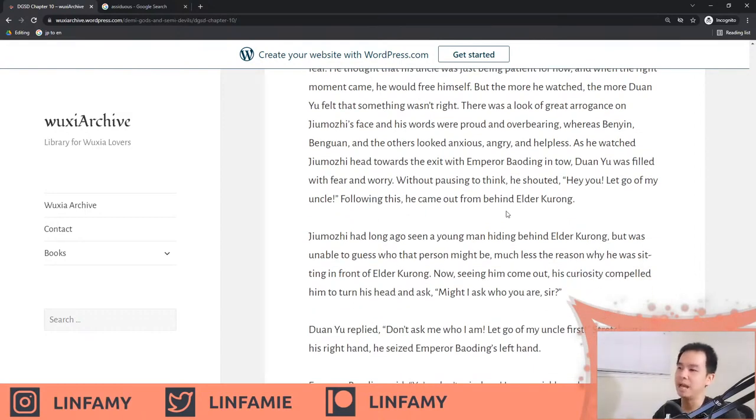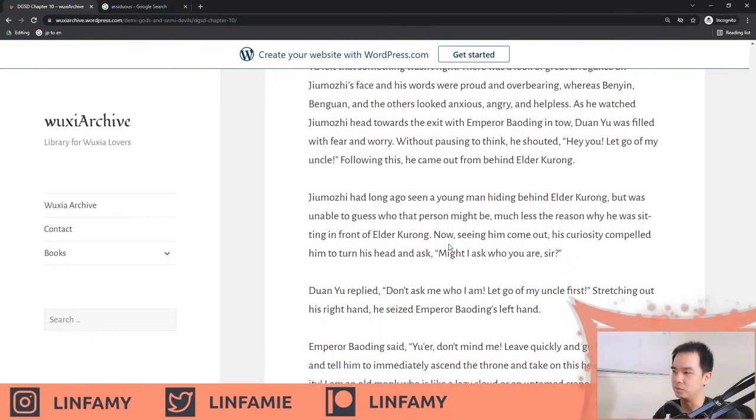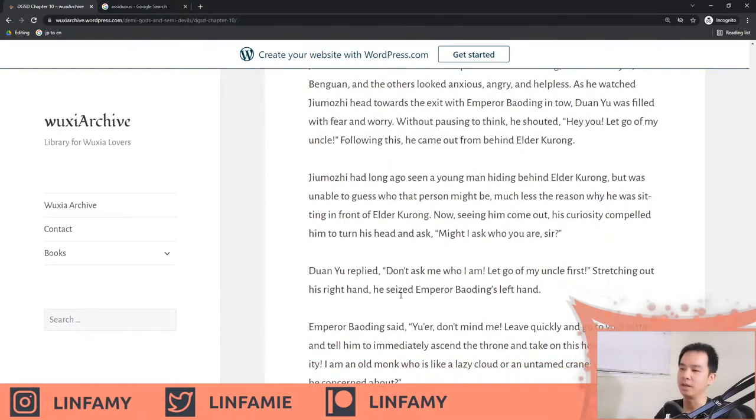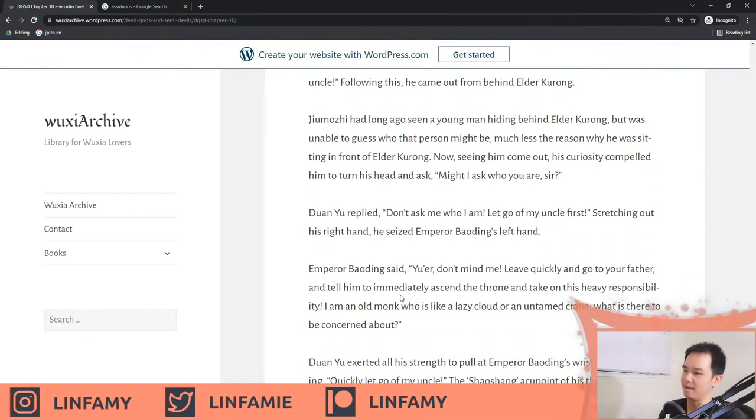Following this, he came out from behind Elder Kurong. Jiumotsu had long ago seen a young man hiding behind Elder Kurong, but was unable to guess who that person might be, much less the reason why he was sitting in front of Elder Kurong. Now, seeing him come out, his curiosity compelled him to turn his head and ask, "Might I ask who you are, sir?" Duan Yu replied, "Don't ask me who I am. Let go of my uncle first."